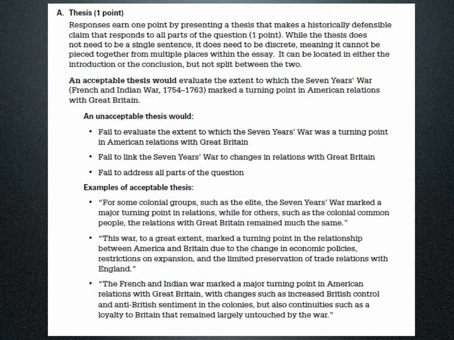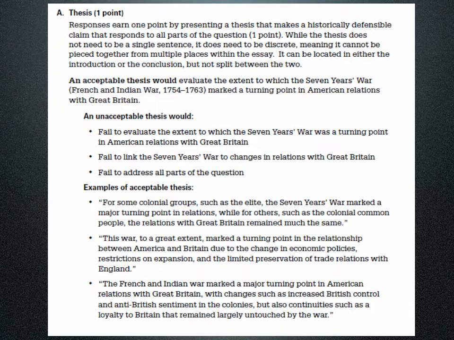For some colonial groups, such as the elite, the Seven Years' War marked a turning point in relations, while for others, such as colonial common people, the relationships with Britain remained the same. So there's your periodization skills, different and the same in different eras. This war, to a great extent, marked a turning point in America and Britain due to change in economic policies, restrictions on expansion, and the limited preservation of trade relations with England. Notice the three-part thesis, that it is very specific. The student is telling us, I'm going to talk about economics, restrictions on expansion, and limited preservation of trade relations.